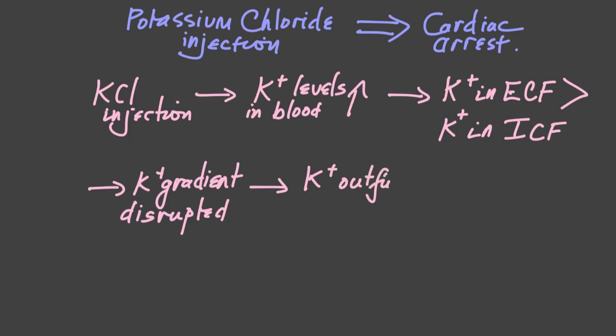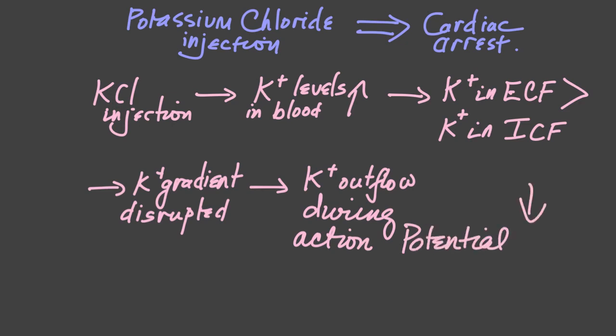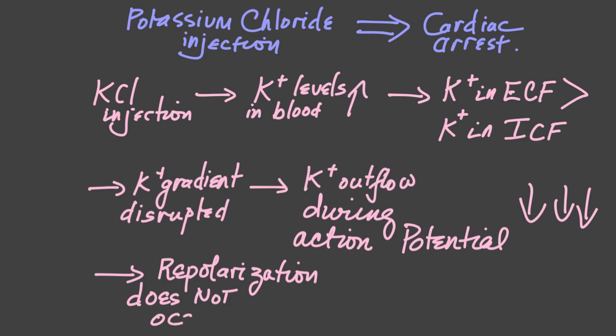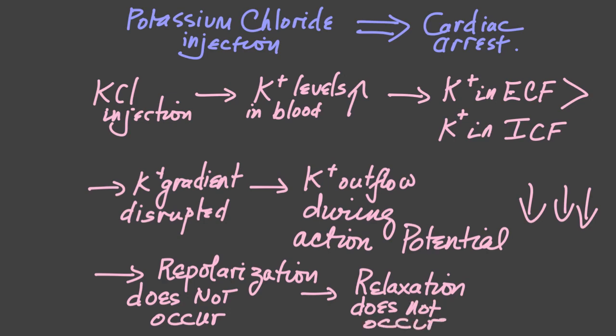So when the action potential happens and potassium channels open, there is no potassium outflow, or there is very little potassium outflow. If there is no potassium outflow, then there is no repolarization of the cardiac myocyte. If repolarization does not occur, it will not be followed by relaxation of the cardiac myocyte. So relaxation of the muscle also does not happen, and the heart goes into cardiac arrest, which results in death.